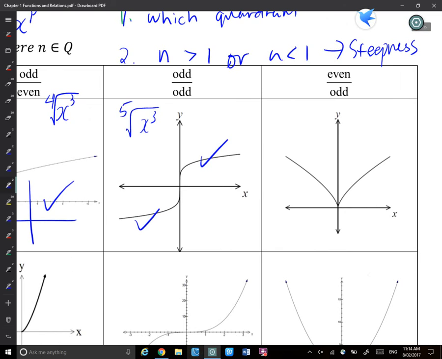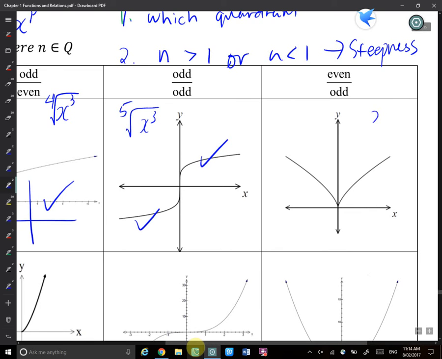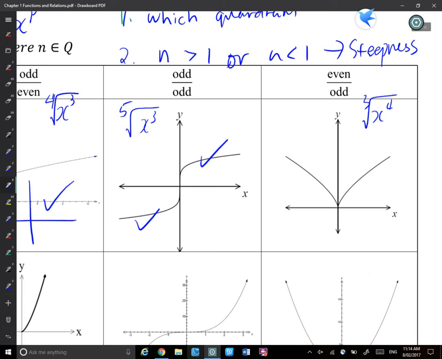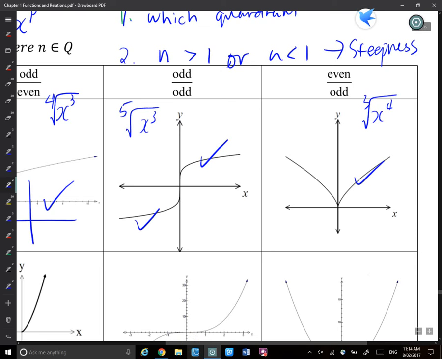Now think about even and odd. X to the power 4, take the cube root. X to the power 4, take root 3. When x is positive, x to the power 4 is positive. Take the cube root, it is still positive. Okay, first quadrant is fine.